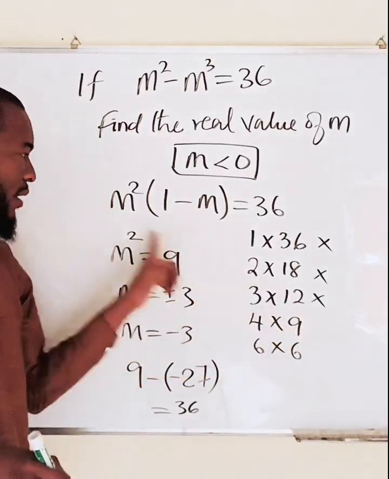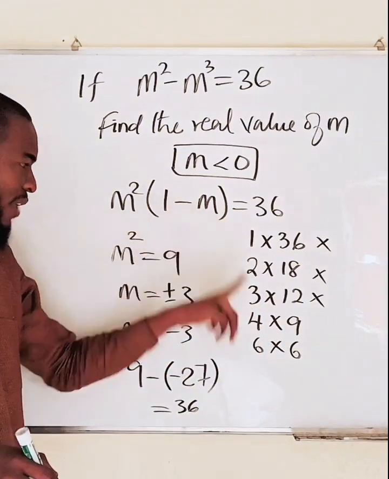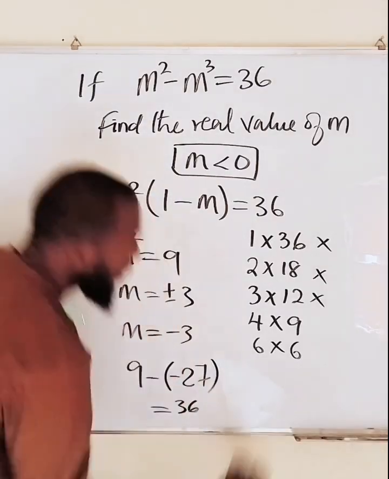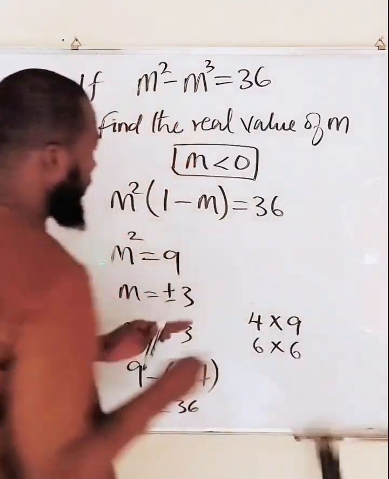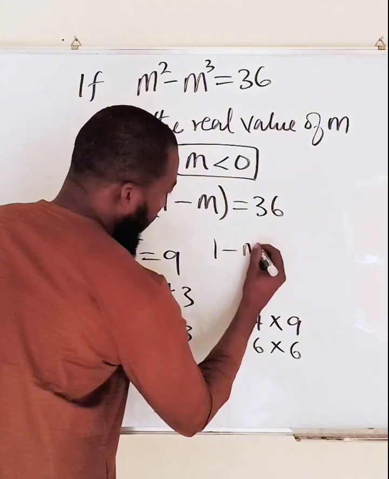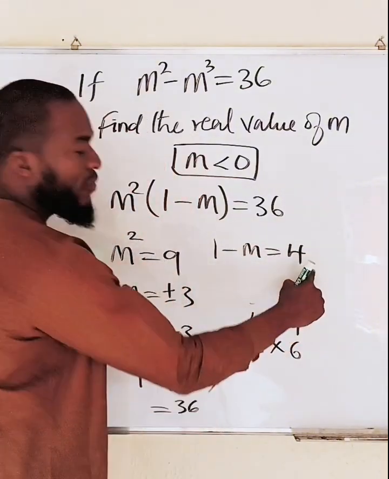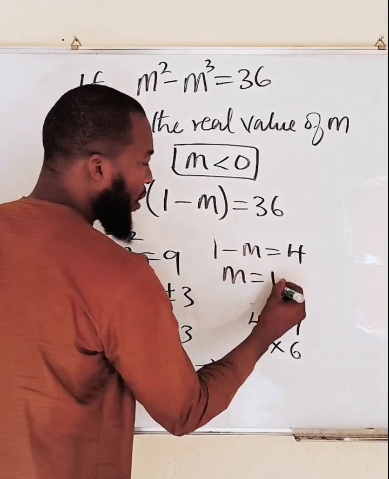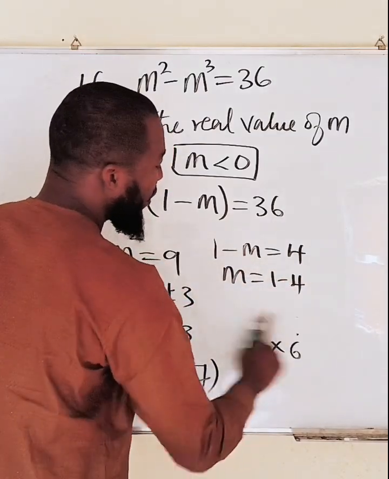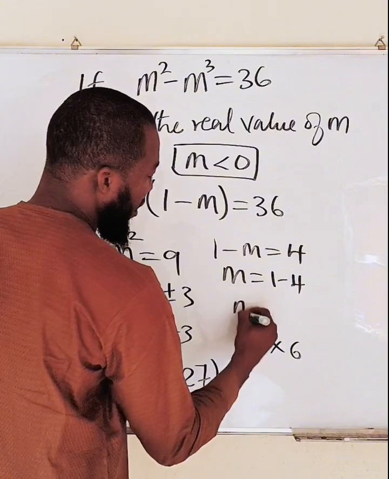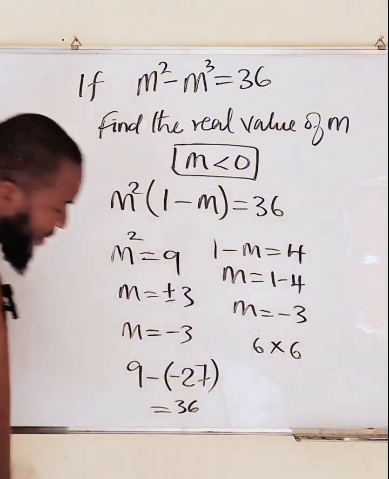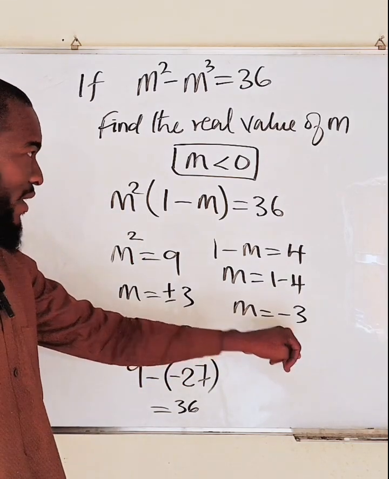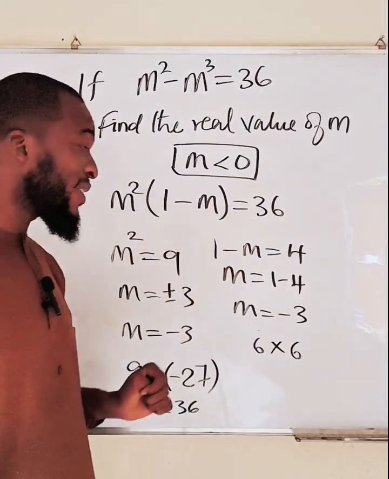So if it's satisfied, what if we have 1 minus m to be 4? Because if m squared is 9, then 1 minus m should be equal to 4. Then 1 minus m equals 4. Taking m to the other side, it becomes positive. You bring this one, it becomes negative. So m equals 1 minus 4, and 1 minus 4 is equal to negative 3. Yay! So we have seen that in the first one we got negative 3, in the second one we got negative 3, which implies that the m we are looking for is negative 3.